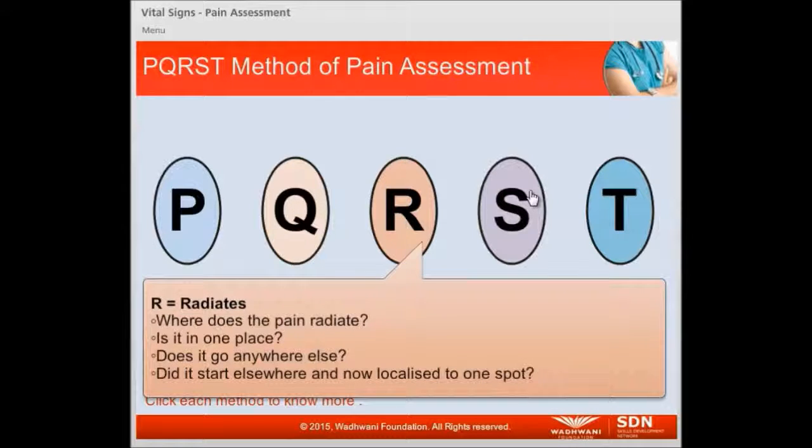R equals radiates. Where does the pain radiate? Is it in one place? Does it go anywhere else? Did it start elsewhere and is now localized to one spot?